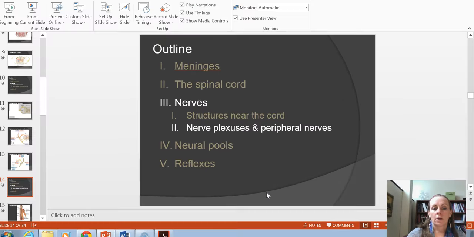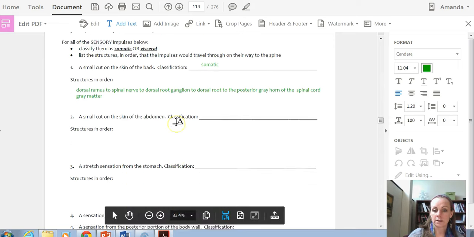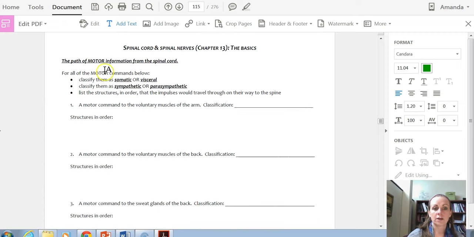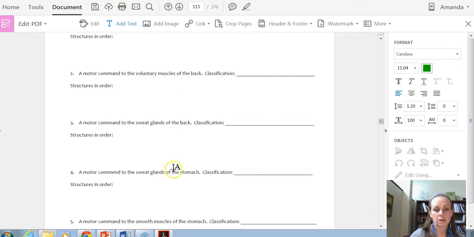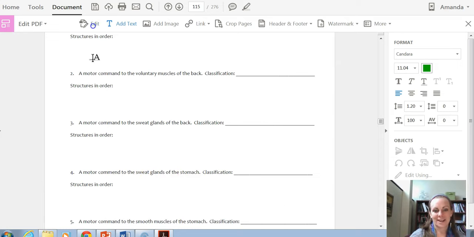Okay, so what I would like for you to do, again, this was sensory, and so now I'd like for you to switch here to this, which is motor. I do need to give you one correction. Number 4 here says a motor command to the sweat glands of the stomach. Well, turns out not so many sweat glands in the stomach.